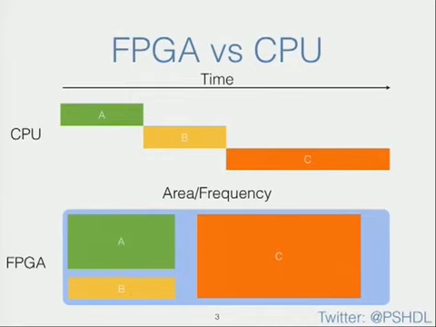In a regular CPU, you have tasks that are executed in sequence. And on an FPGA, you basically dedicate a block to a certain function. So this function can then happen at the same time as function A, function B, and function C, for example. So this is pretty cool. But programming them is a pain.